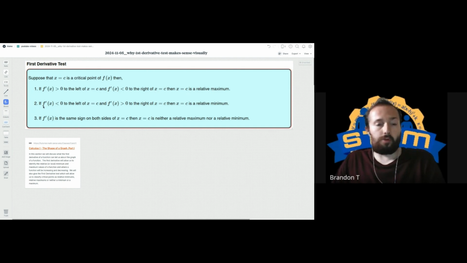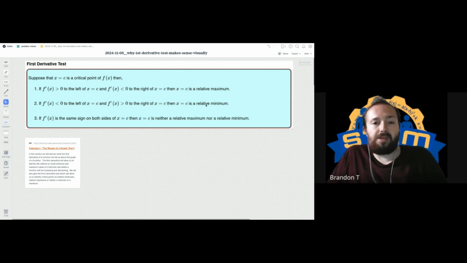If the first derivative is negative to the left and positive to the right of your point C, then it's a relative minimum. And if it's the same sign, either positive and positive or negative and negative on the left and right of your point C, then it's neither. And this is a really good definition that comes from a website called Paul's Online Math Notes. If you just Google that, they have really good resources and really good definitions for things like this, which is why I like them.